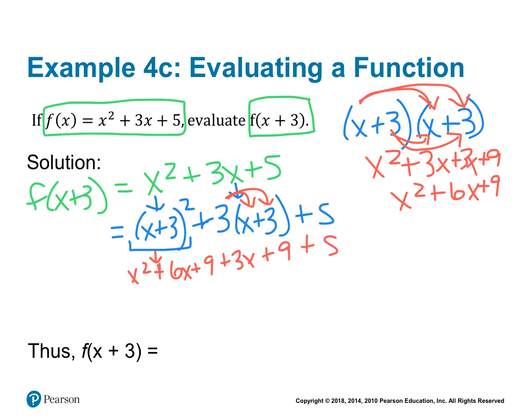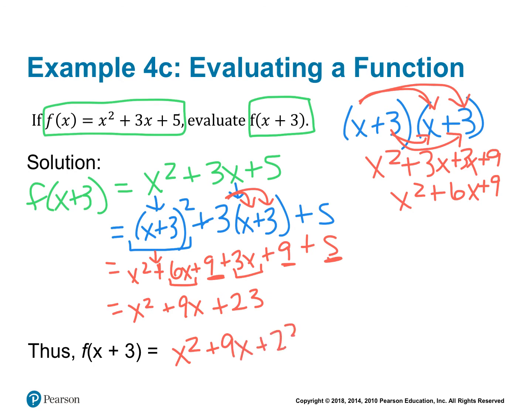So let's put together our like terms. I could put my x's together. So I'd have x squared plus 9x. Then I could put my 9 and my 5 together, which is 23. And nothing else can go together, so therefore f of x plus 3 is x squared plus 9x plus 23.